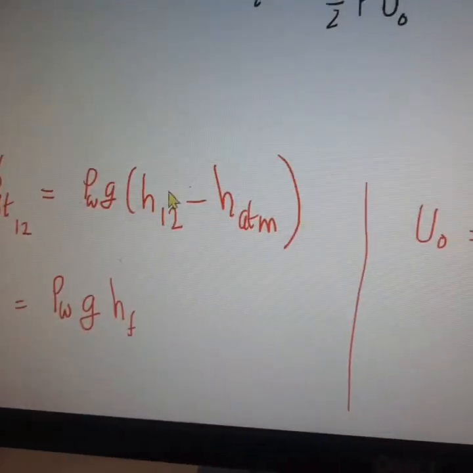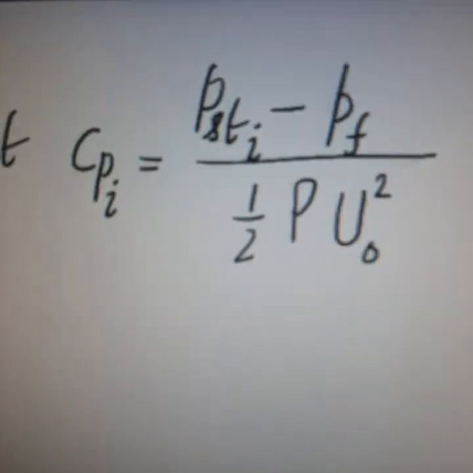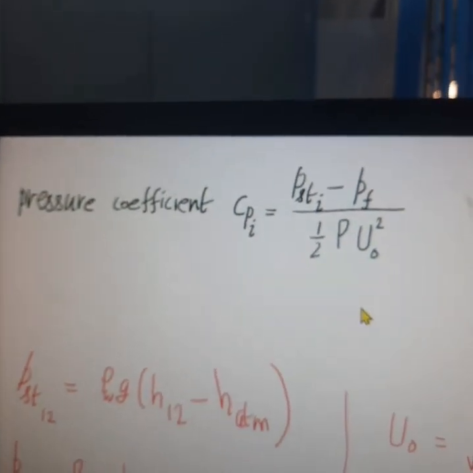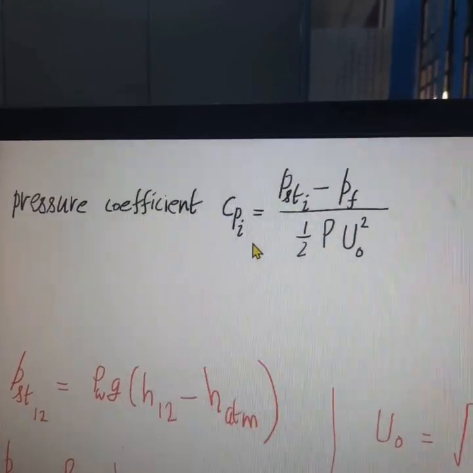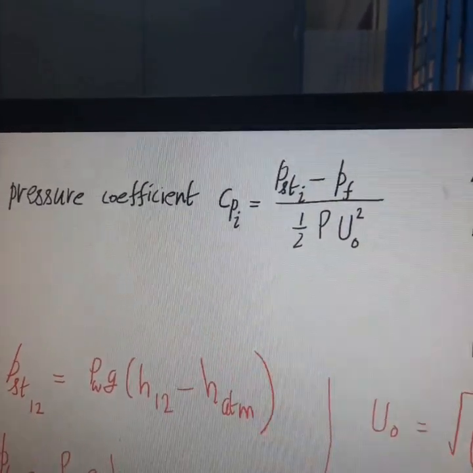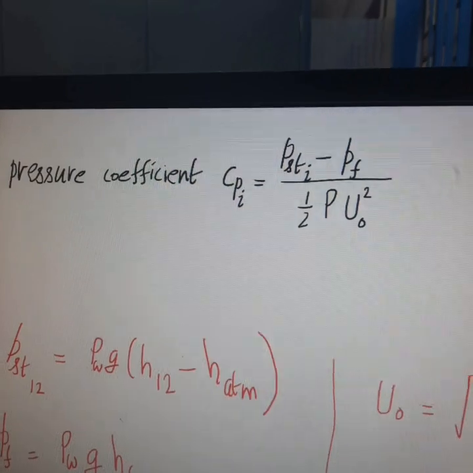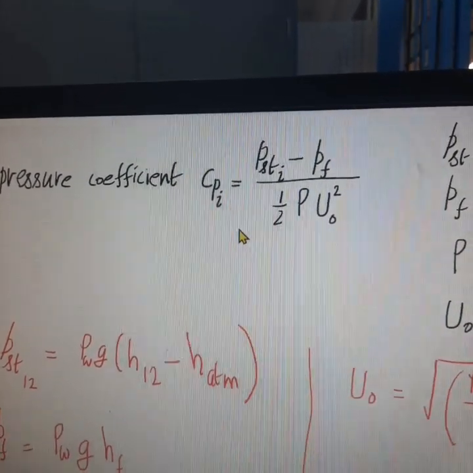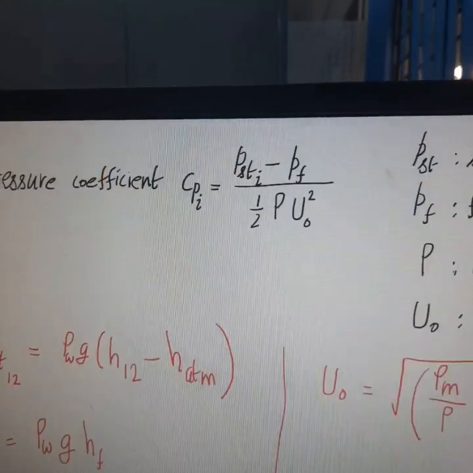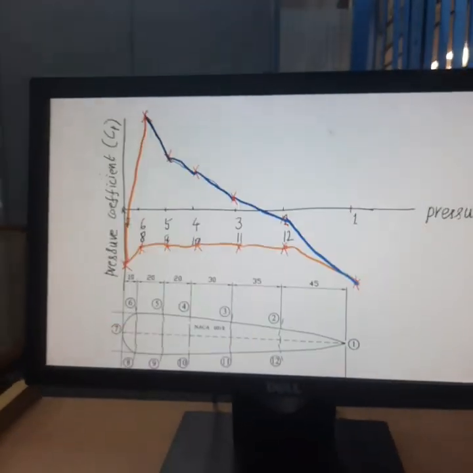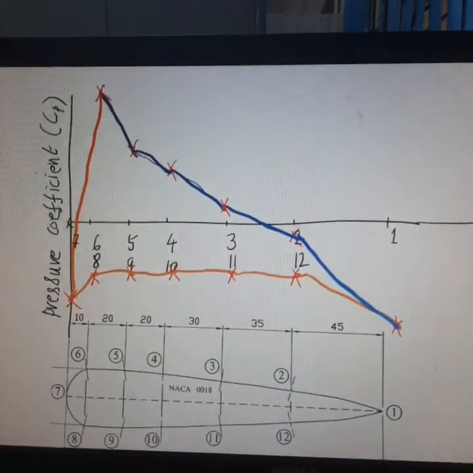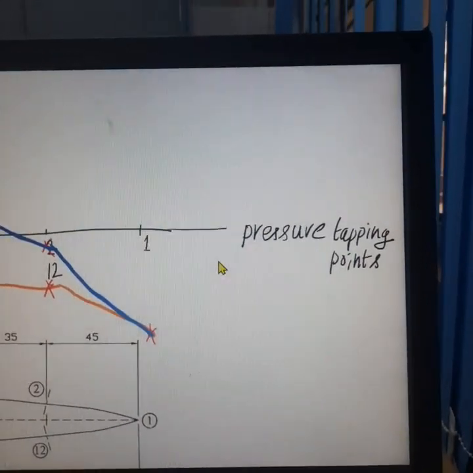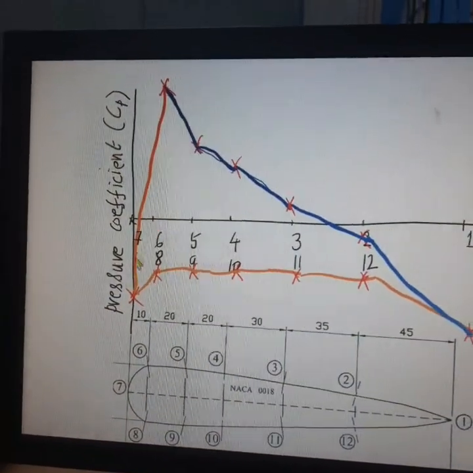Once you know these three values, you can substitute in this formula to determine the pressure coefficient at the ith point. Like that we have to find the pressure coefficient at all the 12 points for this example. Once you know the pressure coefficient, we can draw a graph like this. We have to draw a graph between pressure tapping point on the x-axis and pressure coefficient on the y-axis.